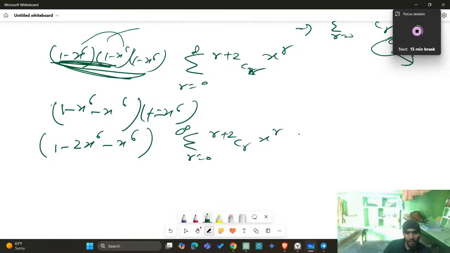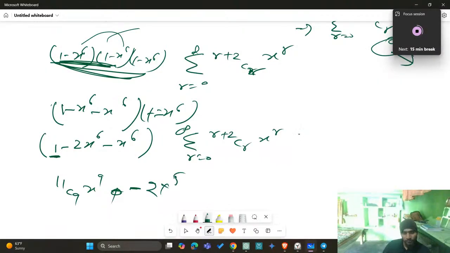So what value of r do we put? It will become x power 9. For this coefficient, we put r equal to 9 already, so for this we put 11C9 x power 9, plus minus 2 into x power 6, we put x power 3.